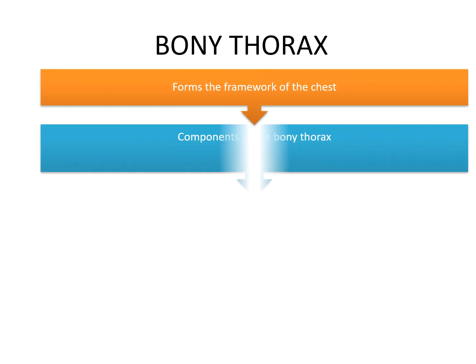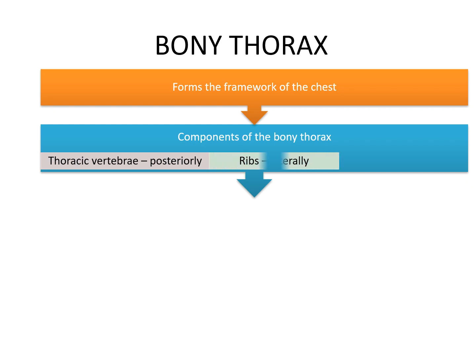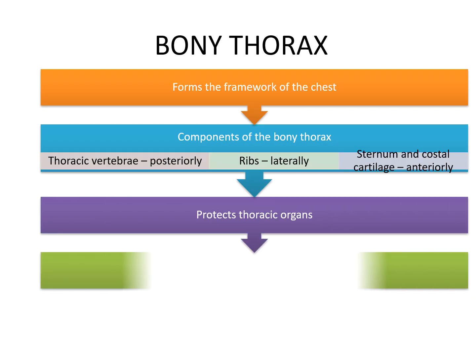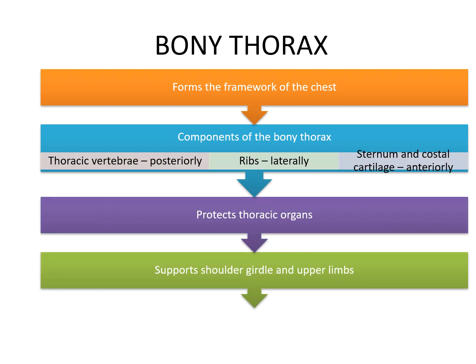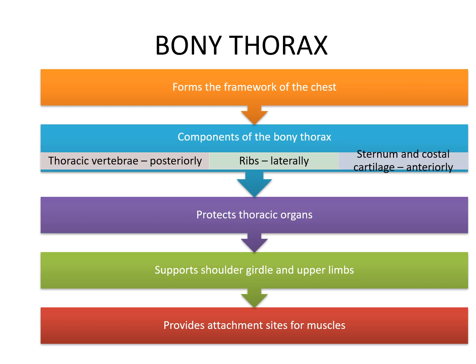So this bony thorax will form a framework for the chest, and it will have thoracic vertebrae posteriorly, ribs present laterally, and the sternum and the costal cartilage present anteriorly. This will protect the thoracic organs, and it will support the upper girdle, that is the shoulder and upper limbs, and it will provide attachment to the muscles.